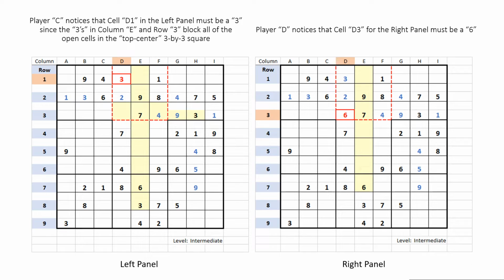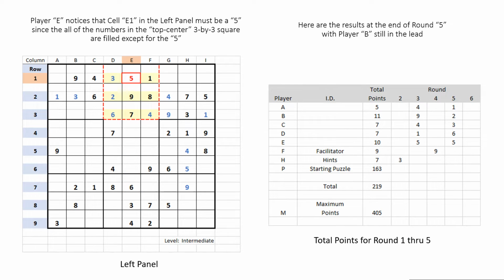Player C notices that cell D1 in the left panel must be a 3, since the 3s in column E and row 3 block all of the open cells in the top center 3x3 square. Player D notices that cell D3 for the right panel must be a 6.